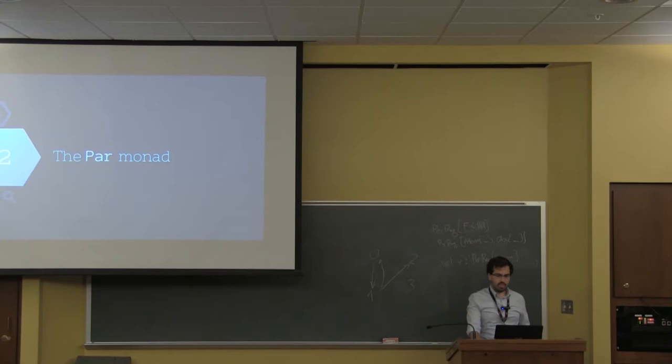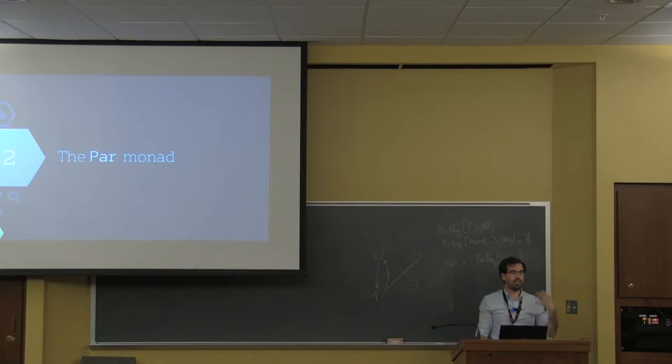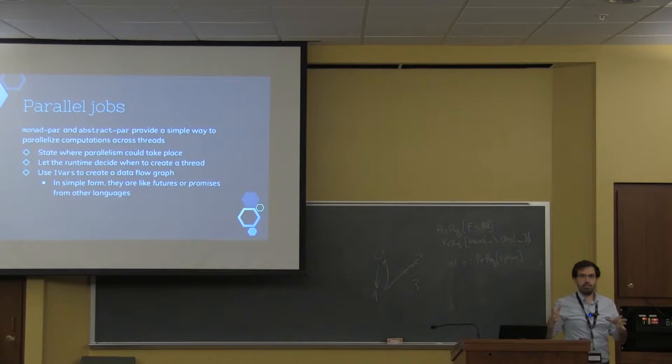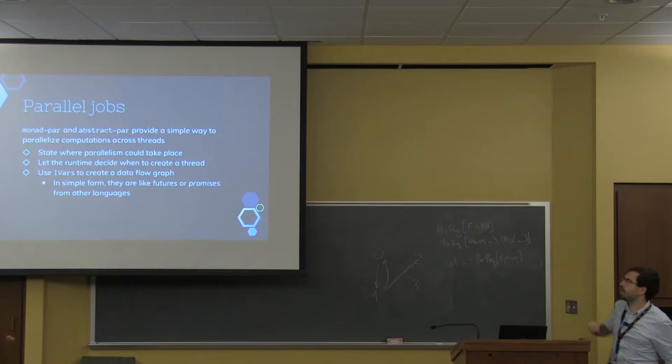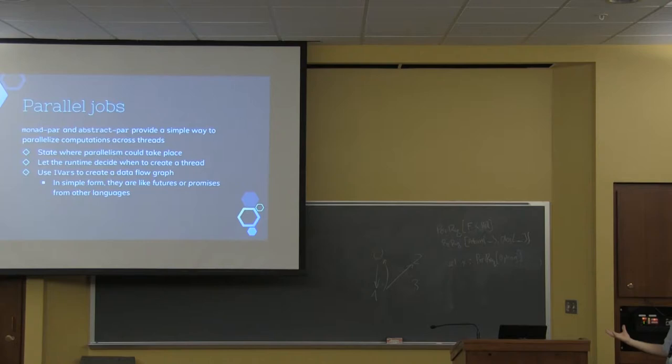Let's go to something which is the Par monad, which is this hidden parallelism I was talking about. There are two packages called monad-par and abstract-par. The second one is an abstraction of the first one, which gives a simple interface to parallelize computation across threads. So you really let the runtime decide when to create a thread and all of that. But you have some kind of variable called IVars, although I guess more people will think of it as a promise or a future in other languages, which you can use to communicate between computations.